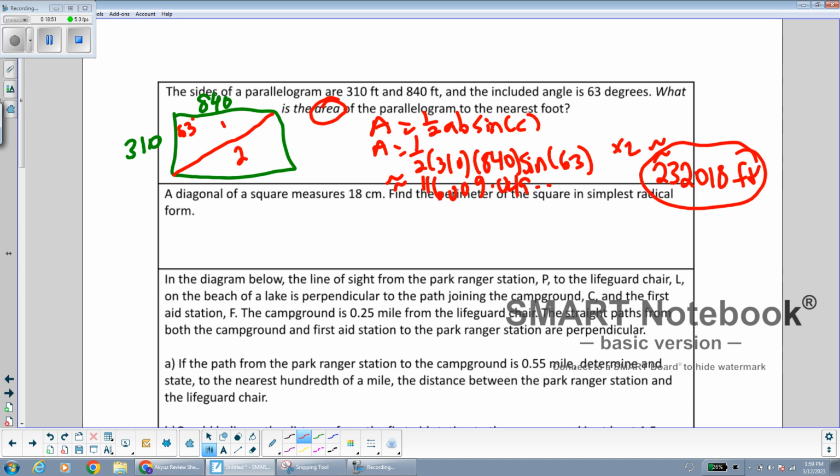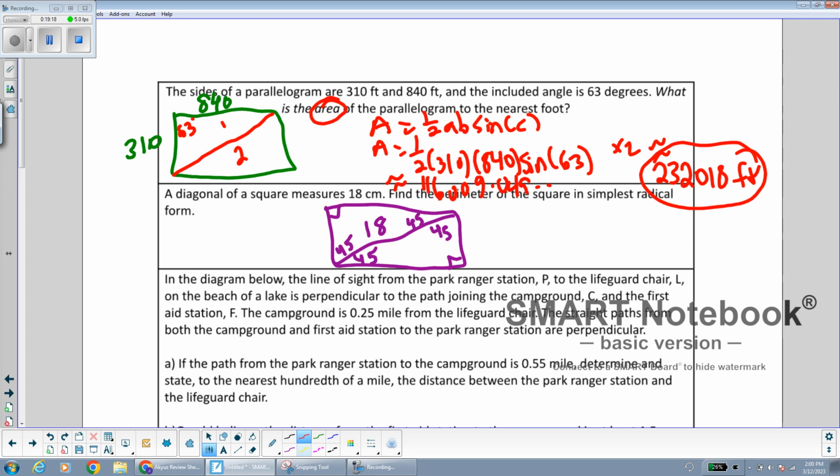Okay. A diagonal of a square measures 18 centimeters. And this is a square, so there's 90-degree angles. And that makes this 45 and 45, because this is a square. We have 45, 45, 90 triangles. And what we need to do is find the side length so we can find the perimeter.